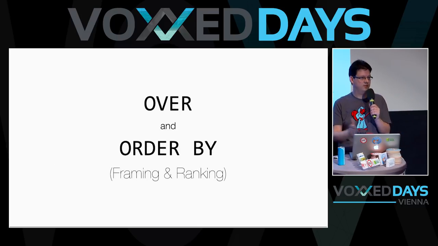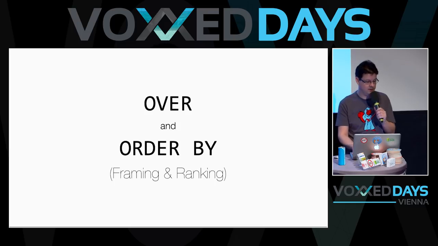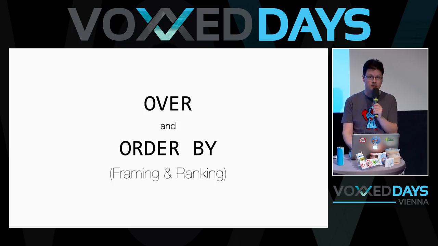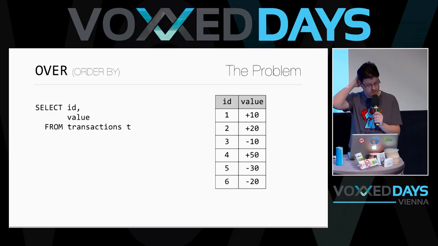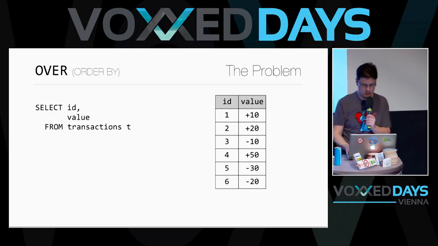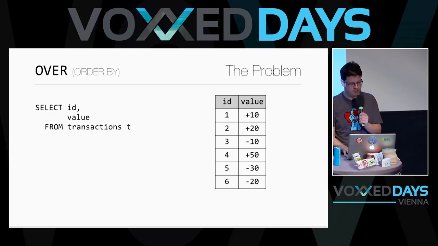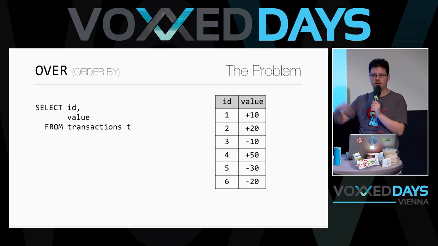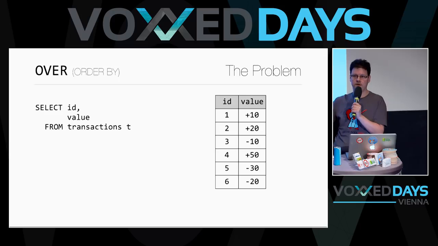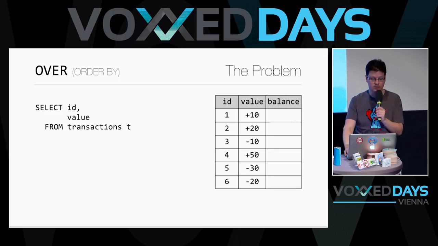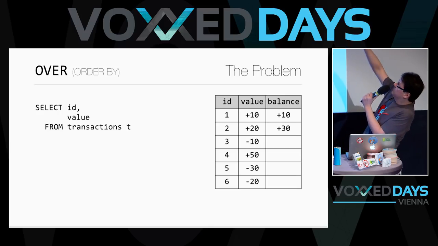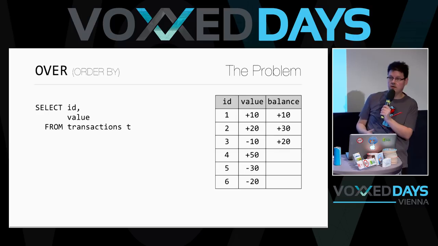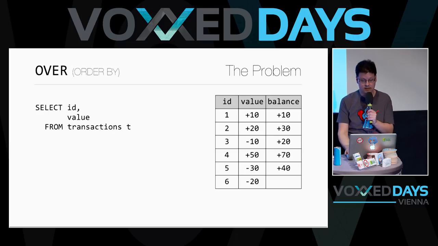But that was just the first part of the over clause. The next part is order by and framing. I will show you again an example. It's the running balance, like imagine banking or whatever. You put in some money, you take out some money. What's your current balance as of transaction X? This is what I would like to get, another column, balance, and I would like to have the sum in there. Whatever I put in or take out, it shall just be calculated like this.